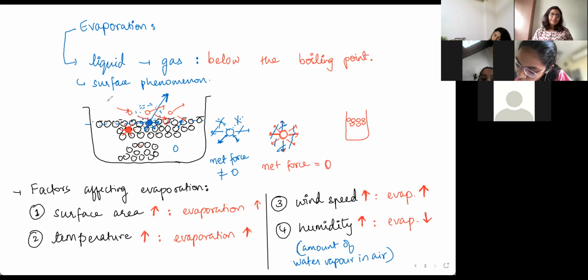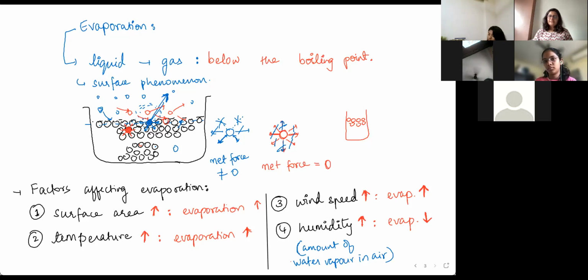And the reason being, see, usually at a certain pressure, air has a capacity of holding only a certain number of water molecules. So if air already has a lot of water molecules in it, अगर atmosphere में already काफी सारा water molecules है, तो even if one evaporates, there's a chance that one existing vapor molecule can go into liquid state. So that's why अगर humidity ज़्यादा है तो rate of evaporation decreases.